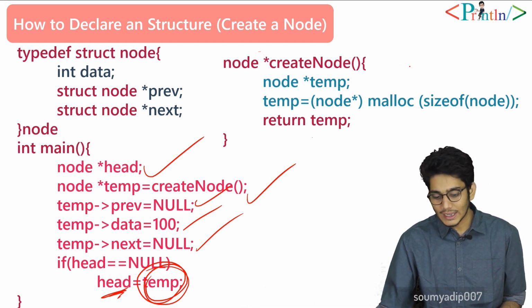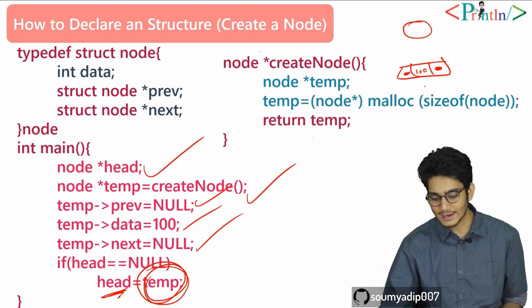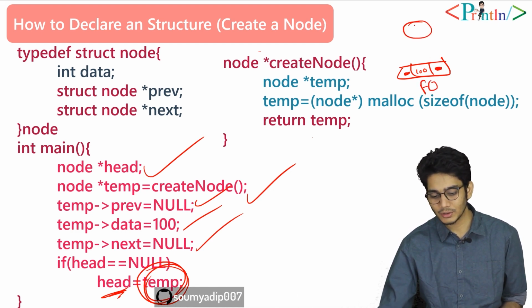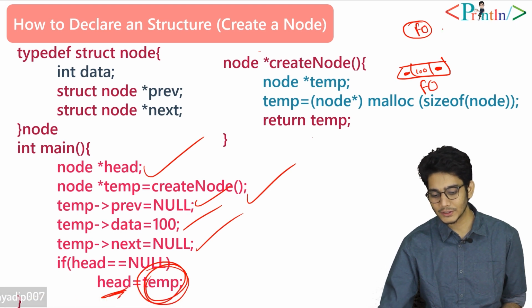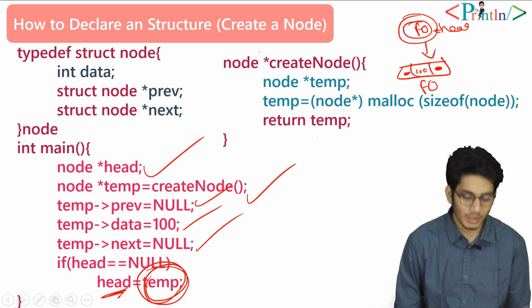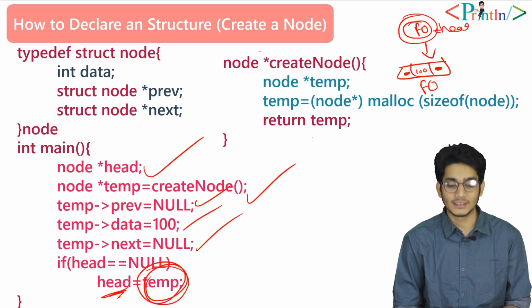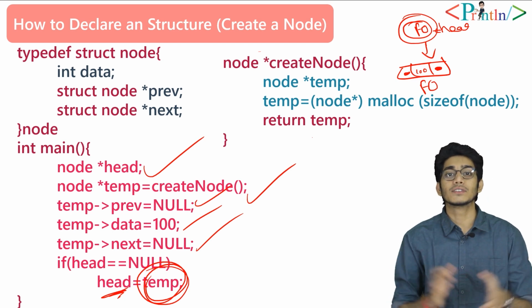So how will the list look? The list will look like this. We have 100 here, this is null, this is null. Let's say that the address of this temp is f0. Within head we will have f0, and you can see that head is pointing to the first node. So this is how we can create a node in a doubly linked list. I think this portion is clear. Let's start with the hands-on.